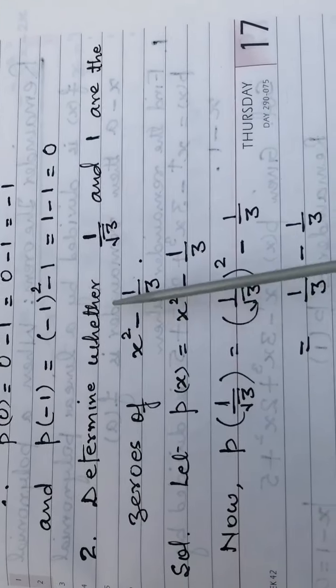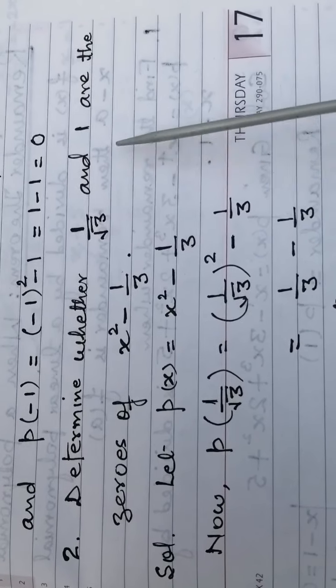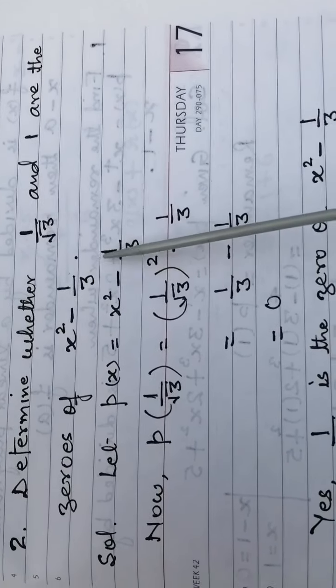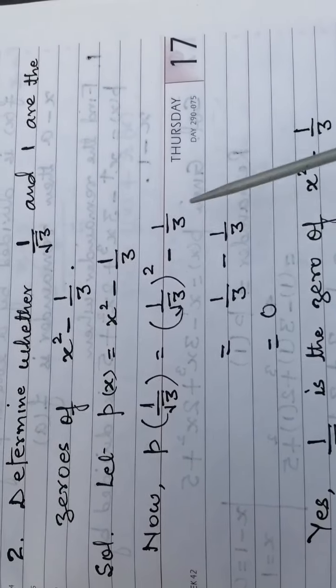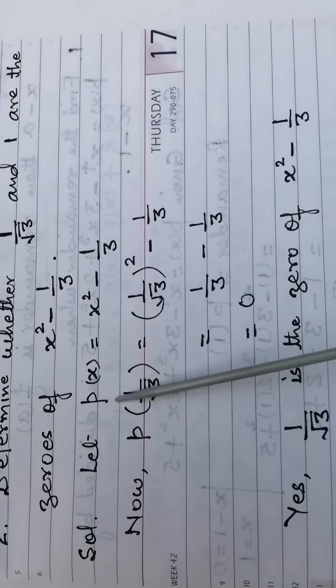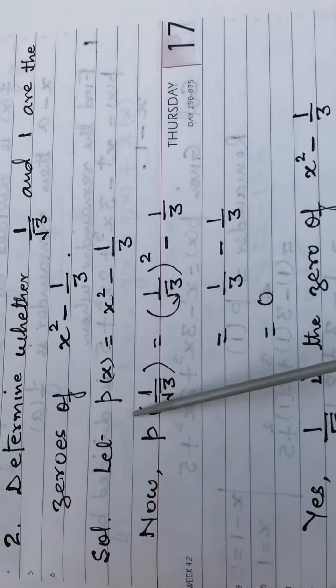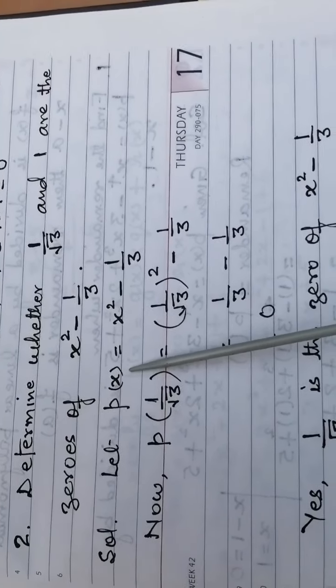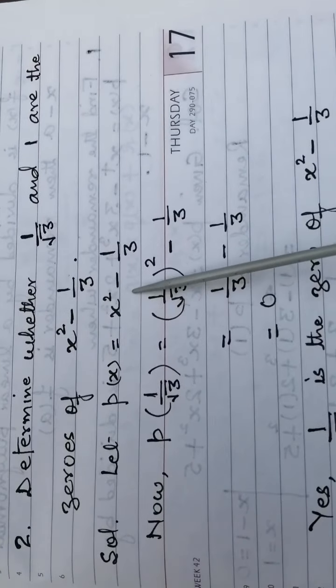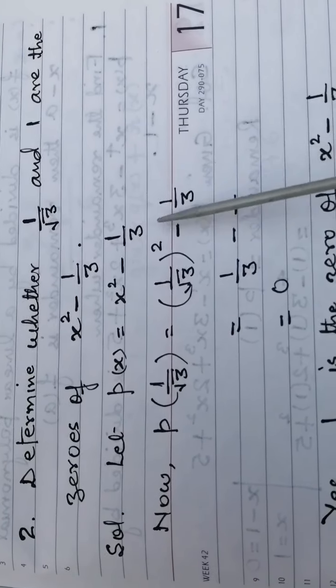Next question is: determine whether 1 over root 3 and 1 are the zeros of x square minus 1 upon 3. Right? We have to find whether these are its zeros or not. So now here, because the polynomial is in x, I can name it as p of x, or you can take f of x or g of x. So let p of x is equal to x square minus 1 upon 3.